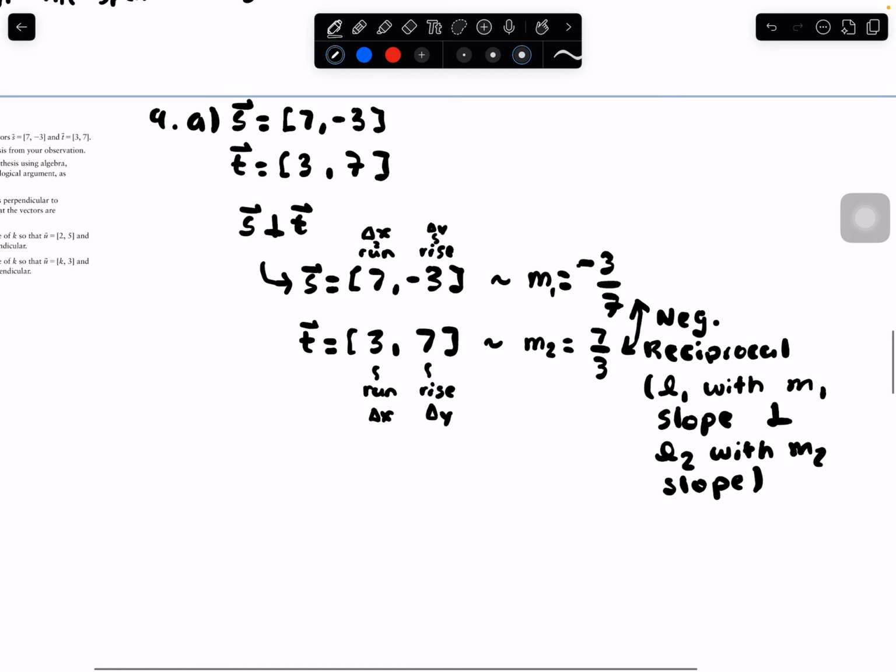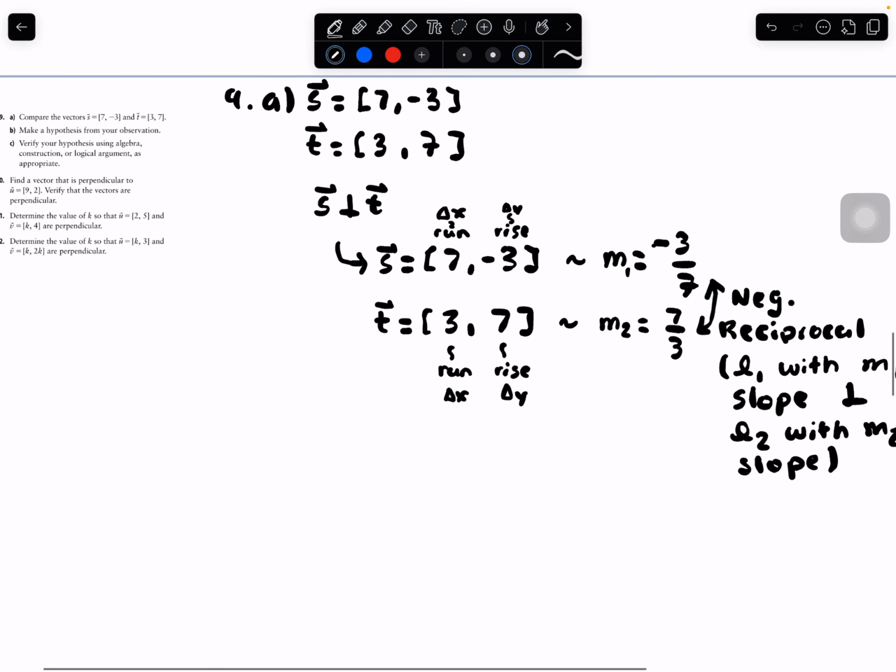Now, that's long-winded, and maybe you didn't catch all of it. So an easier way, in part B, asks us to verify our hypothesis using algebra, an algebra construction or logical argument as appropriate. So the easiest logical argument that always tells you about angles is the dot product. So the dot product is amazing at picking out angles. It's the key thing we'll use again and again and again, pretty much.